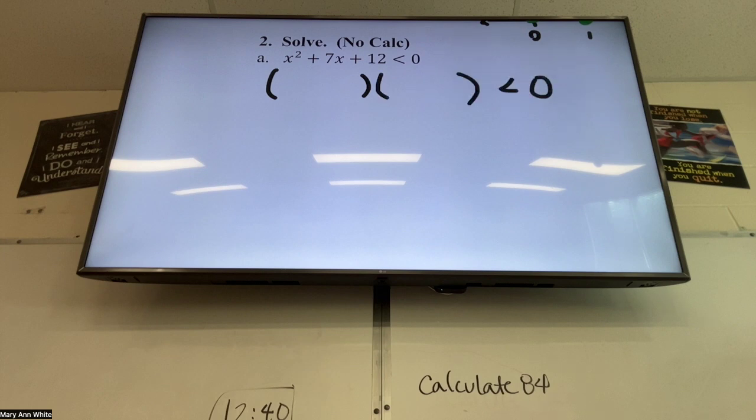X squared plus 7x plus 12. What numbers multiply to be 12 and add to be 7? 4 and 3. Very good. They're both going to be positive. And so when I solve and I get the zeros, what are my zeros? -4, -3. Good.